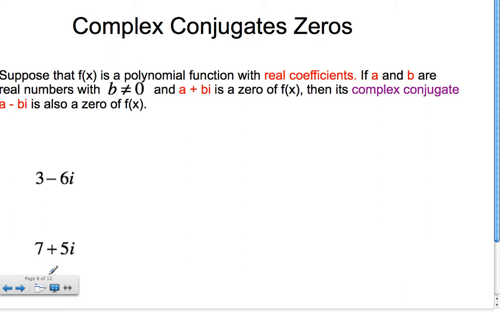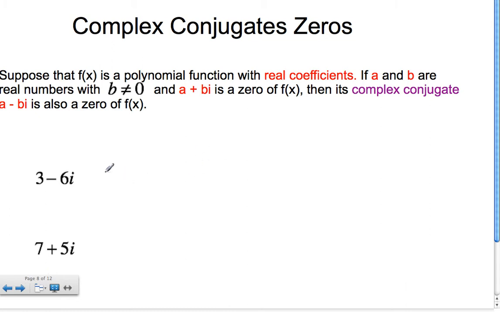Complex conjugate zeros theorem. Suppose that f of x is a polynomial function with real coefficients. If a and b are real numbers with b not equal to 0, and a plus bi is a 0 of f of x, then its complex conjugate a minus bi also is a 0 of f of x.